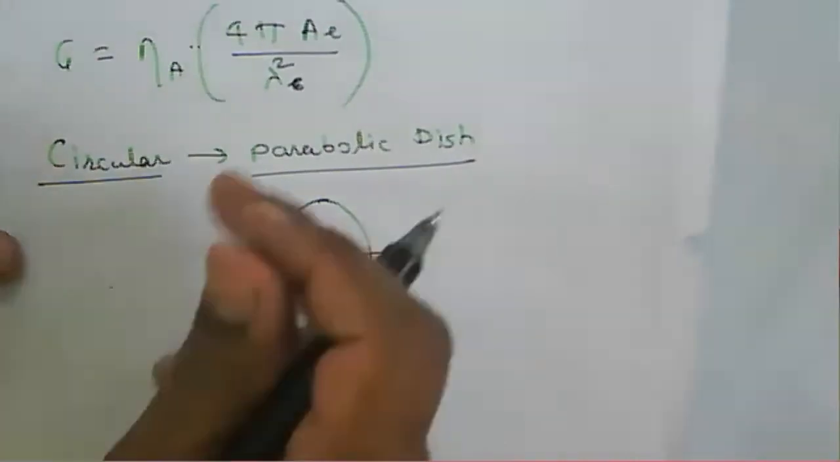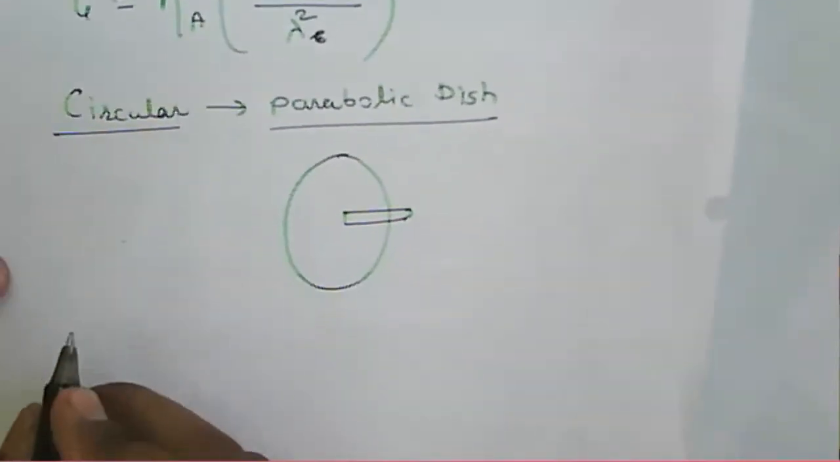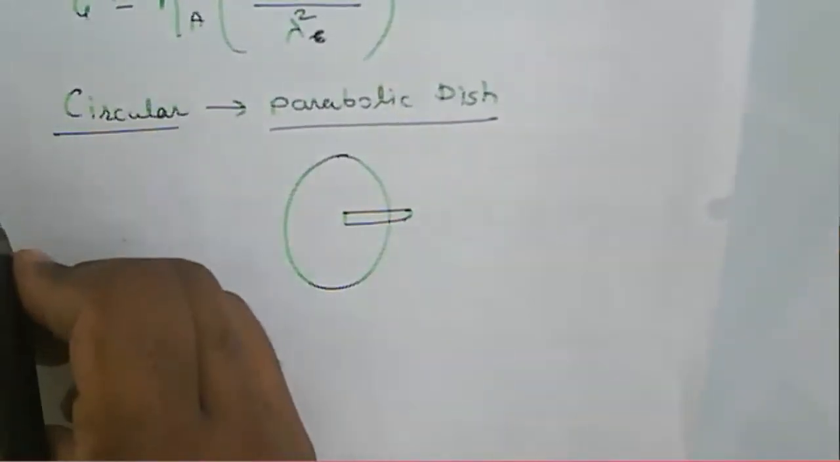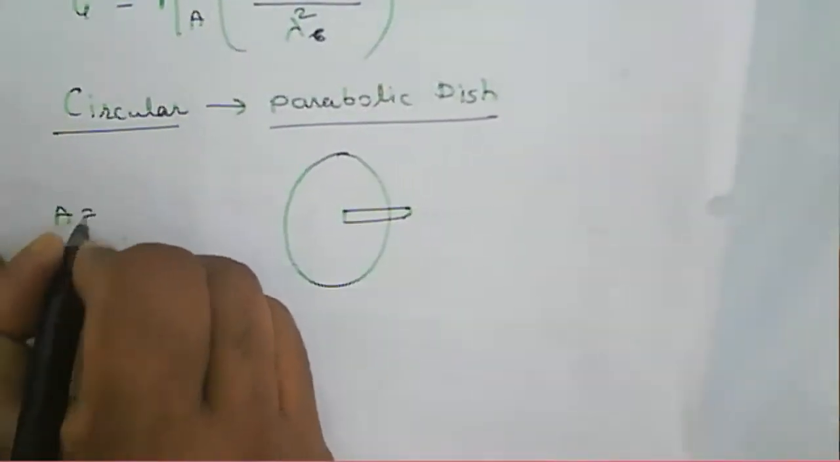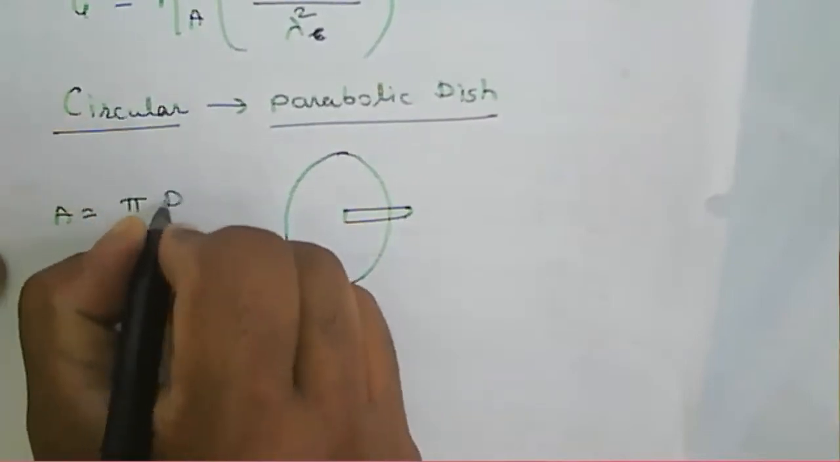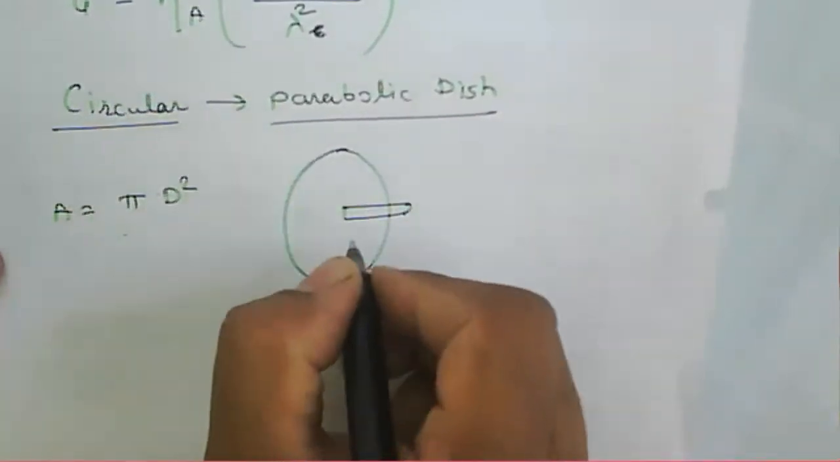Likewise, suppose if it is circular in shape, that is an aperture. So in that case, that area can be expressed in terms of what? What will be the diameter of this particular circle?